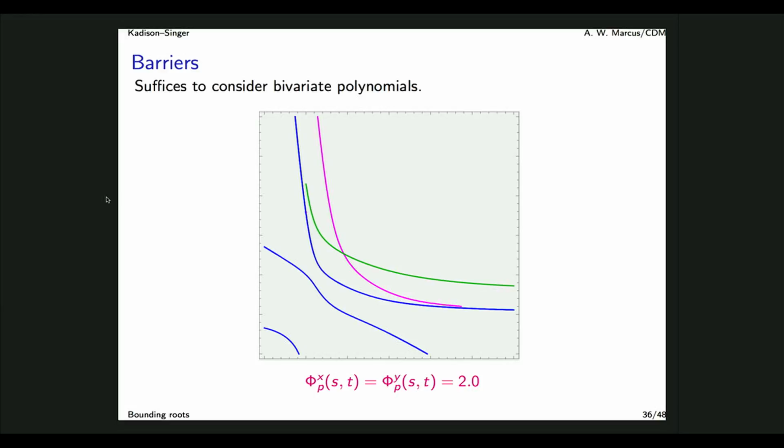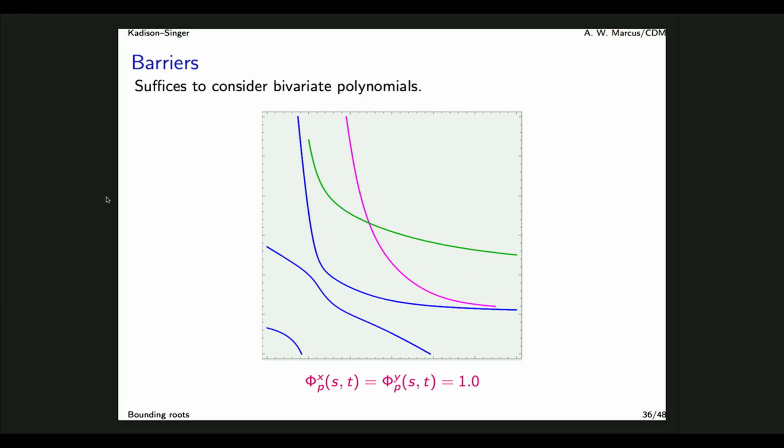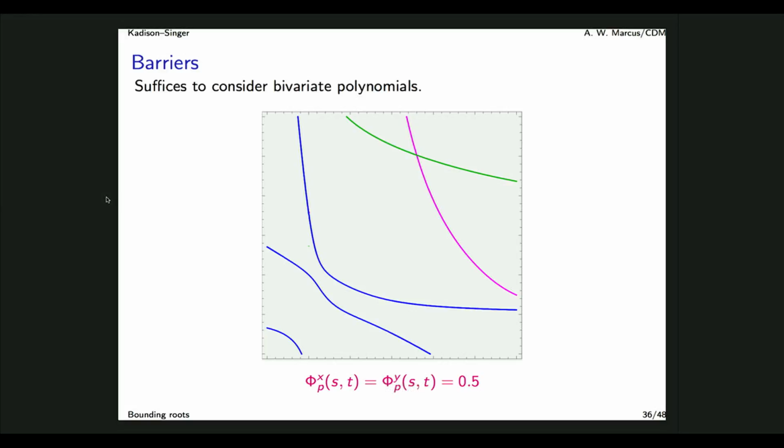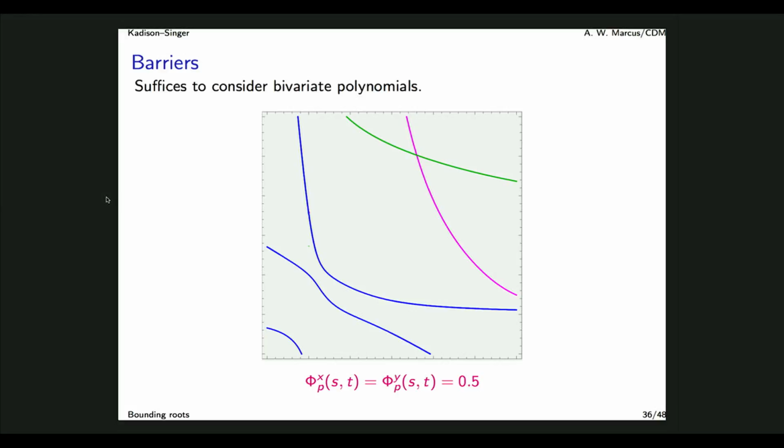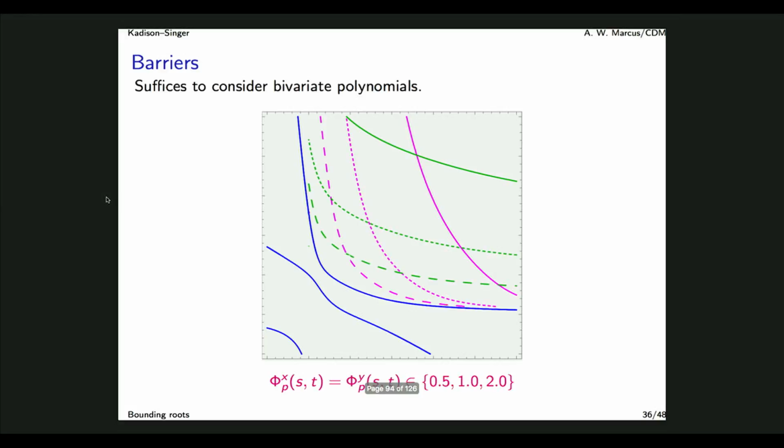So here is an example of some boundary functions. This is when the barrier function is 2. And now here's where the barrier is 1. And there's where the barrier is 0.5. So you can sort of see that it tells you how far away you are. And here they are all together if you want to see how they relate to each other.